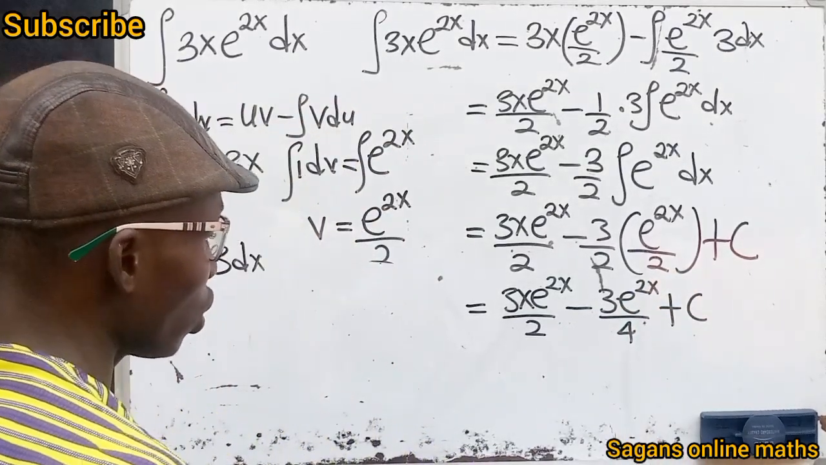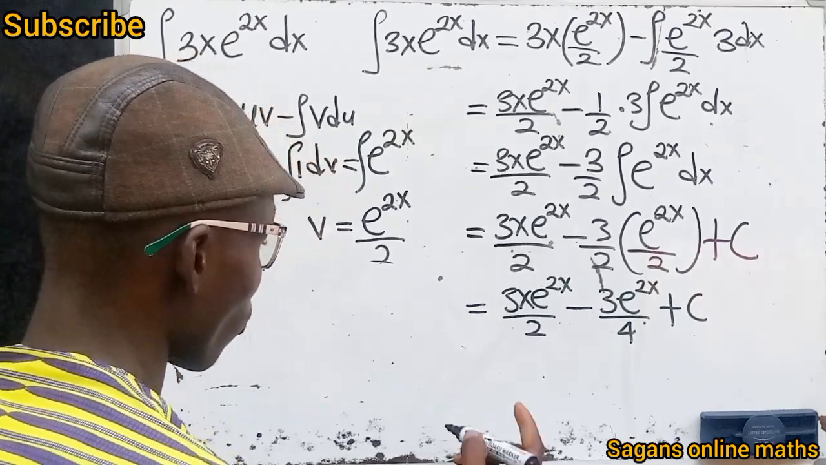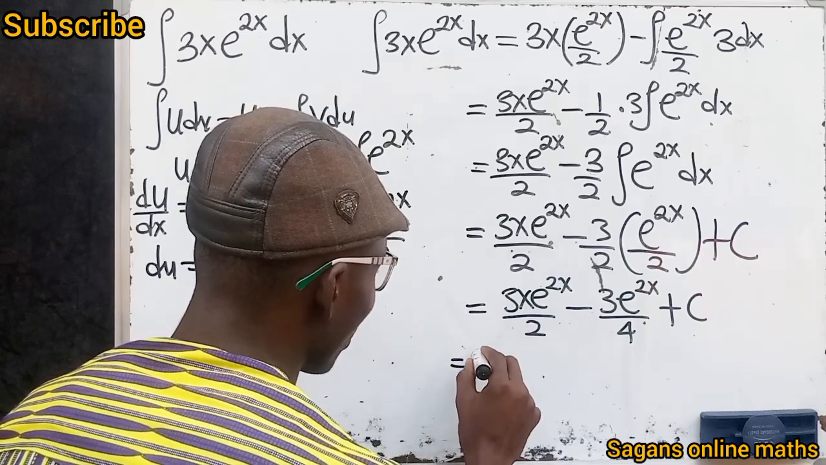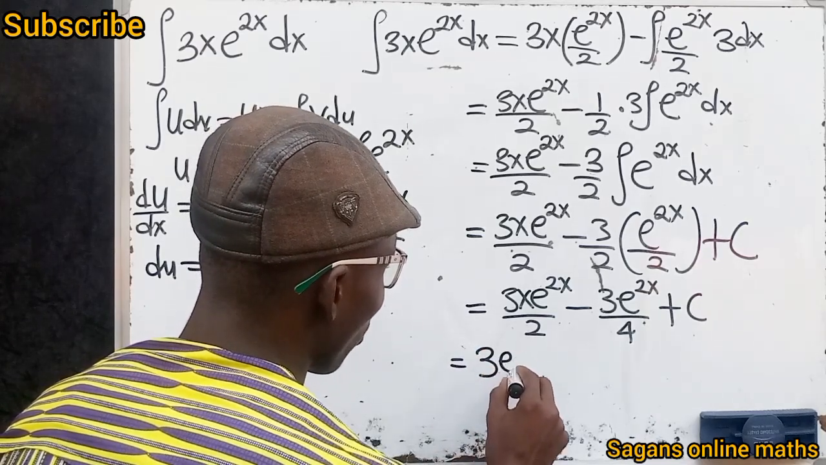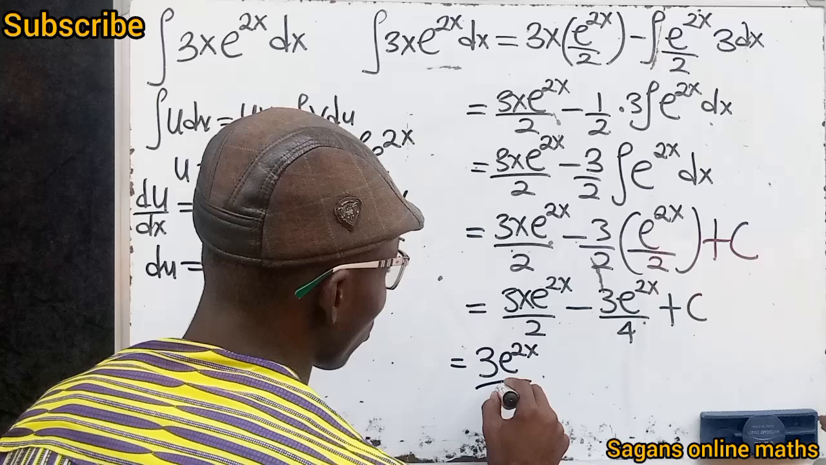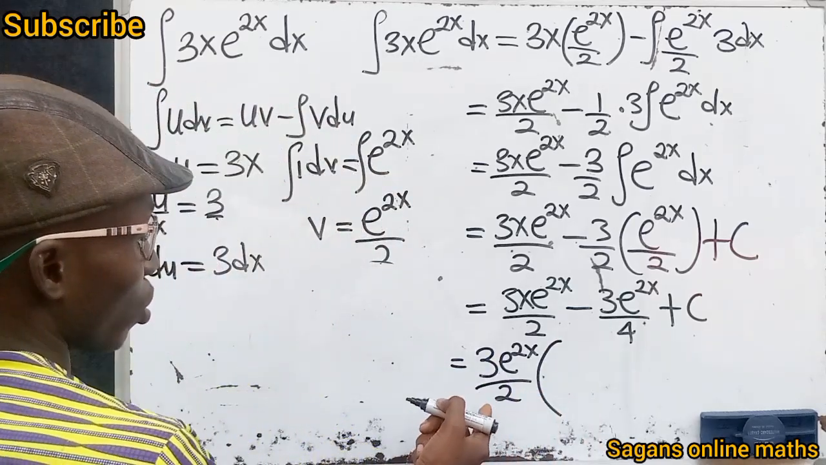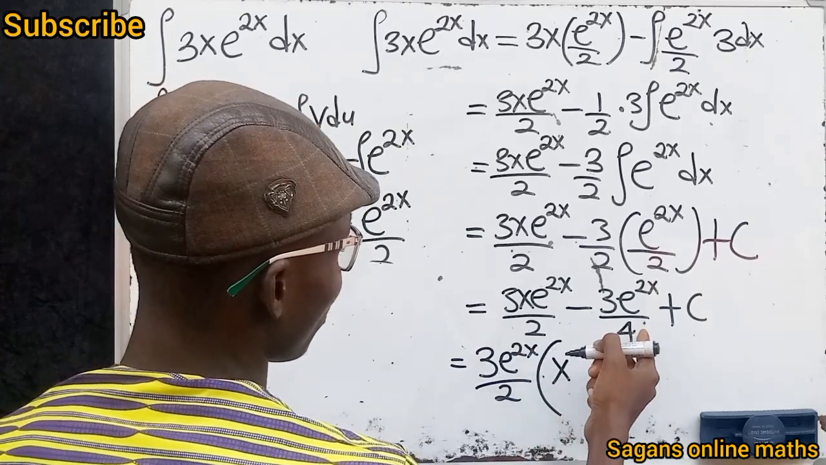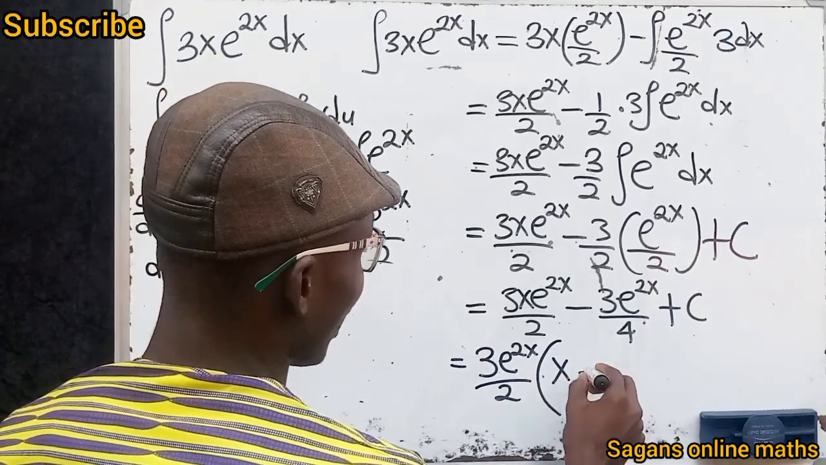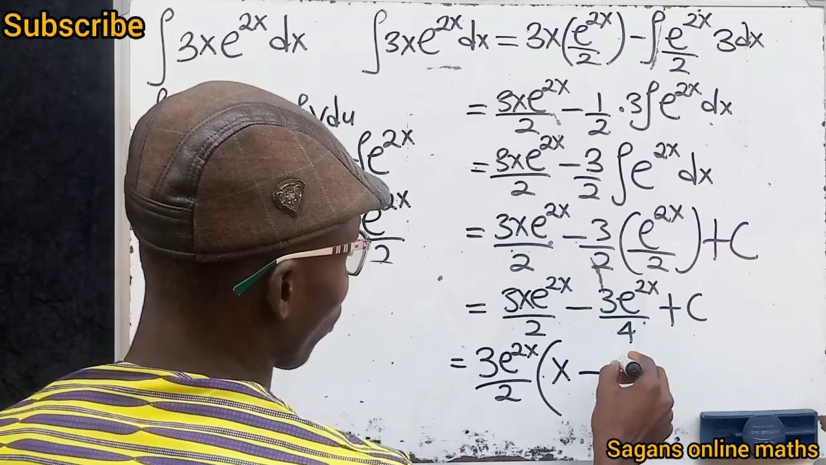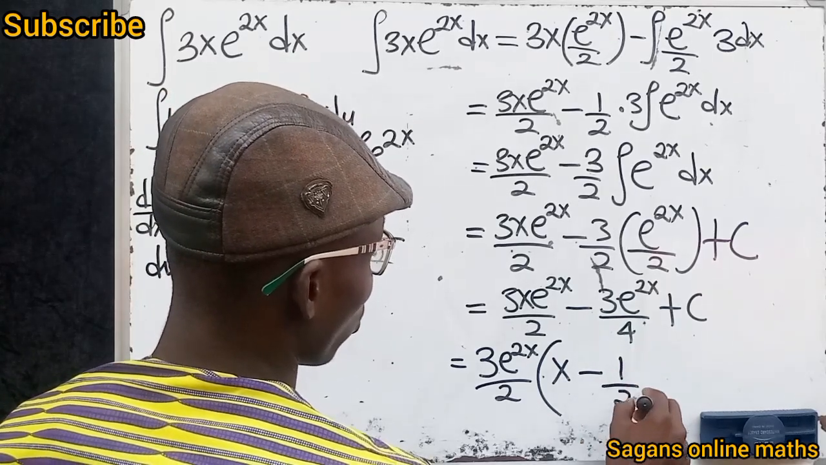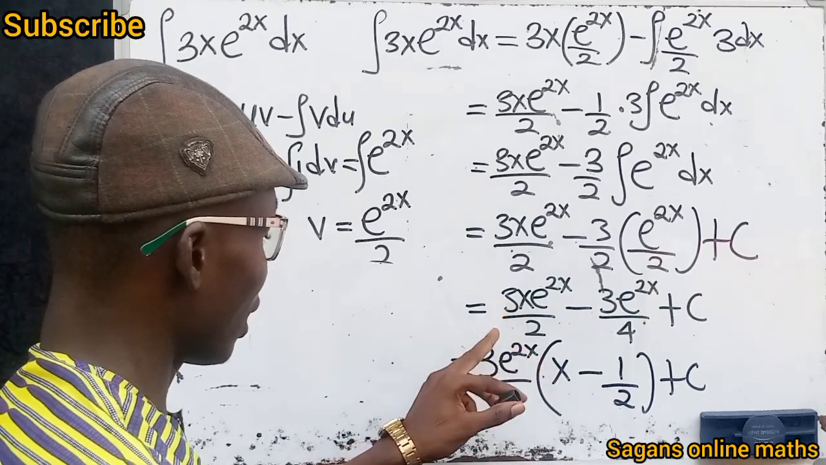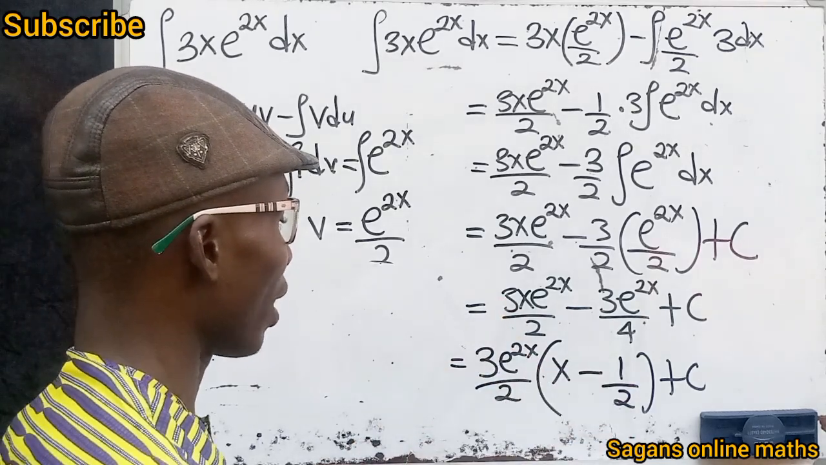We can factorize something. Something is common, right? What is common? You can see that 3 is common. So this will equal 3 and e to the power of 2x is common, divided by 2, into, because this is common. If we divide the whole of this by this, we want to have just x, minus 1 over 2, plus c. Because if this multiplies this, we are going to have this back, and if this multiplies this, we are going to have this back. This is the answer.